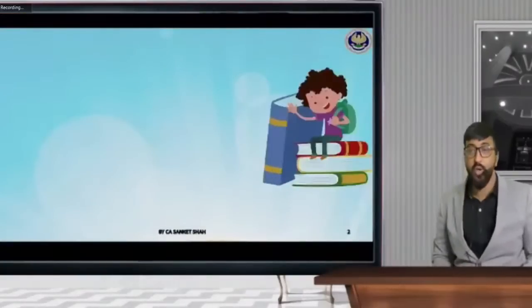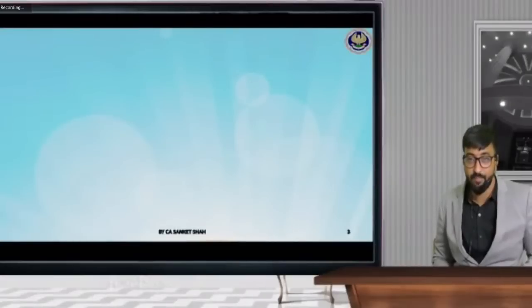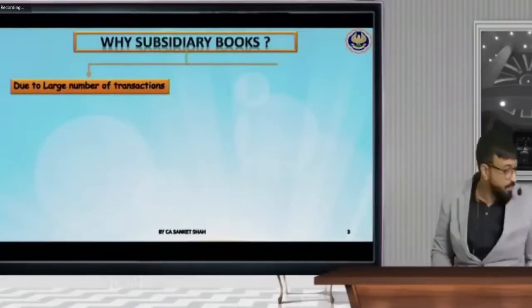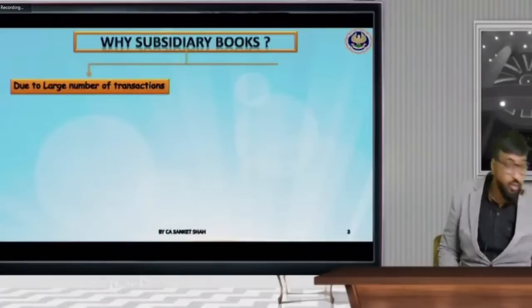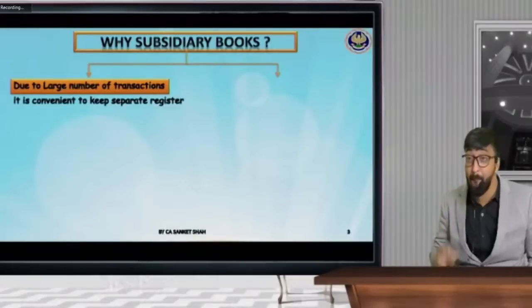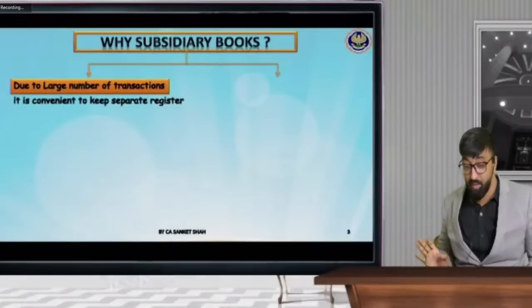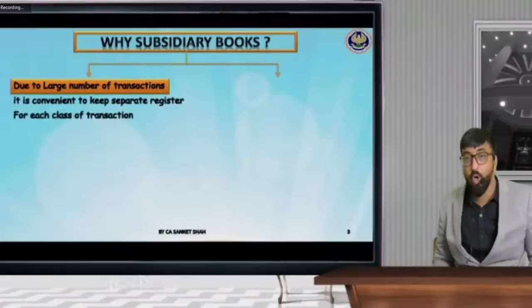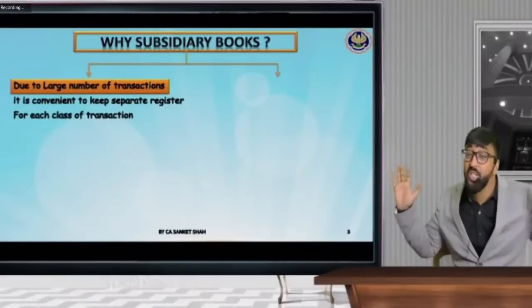So what we are going to see, beta, is subsidiary books. Why subsidiary books? I already told you the logic. Due to a large number of transactions, it is convenient to maintain a separate register for each class of transaction, whenever large transactions are there.